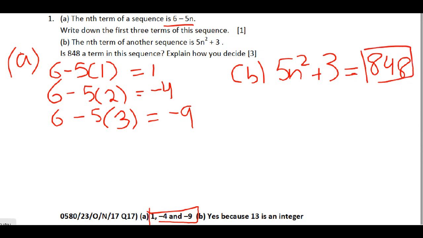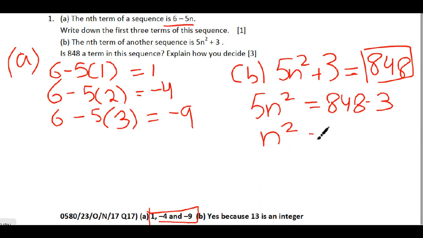So if your value of n is an integer number, for example 3, then that means the third term of this particular sequence is 848. If your answer is something like 3.1 or 3.2, we will say that this 848 is not a value in this sequence. So you simply simplify this equation.